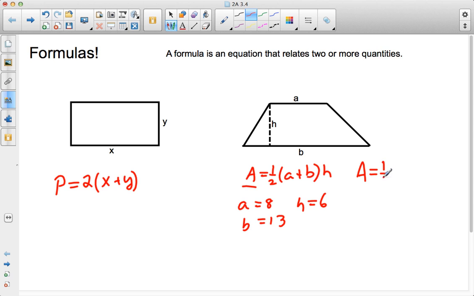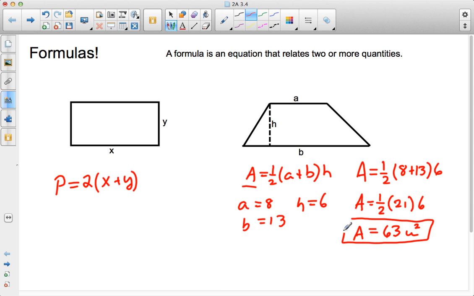So my area is going to be 1/2 of 8 plus 13 times 6. So then my area, simplifying here, it's going to be 1/2 times 21 times 6, which is going to be 6 times 1/2 is 3, times 21 gets me 63. And because I'm not sure what the units are, I'm just going to go ahead and use u and then squared for square units. That's pretty much all there is to it.